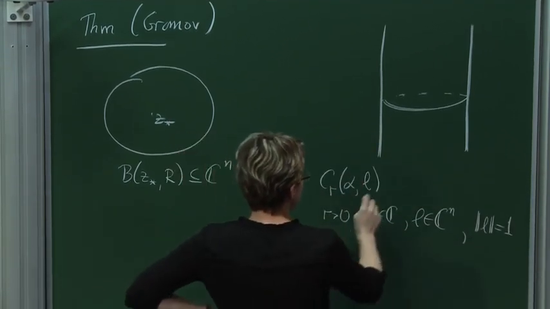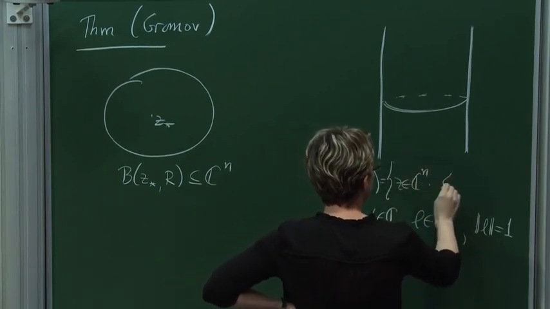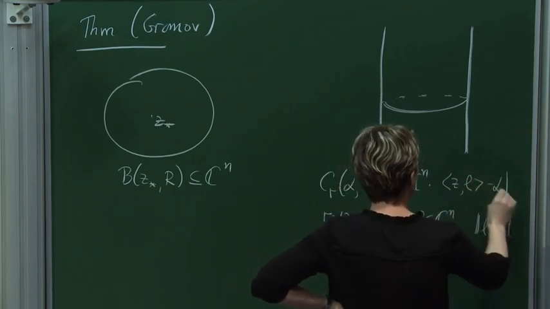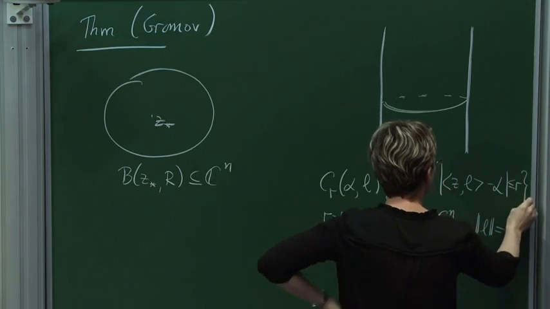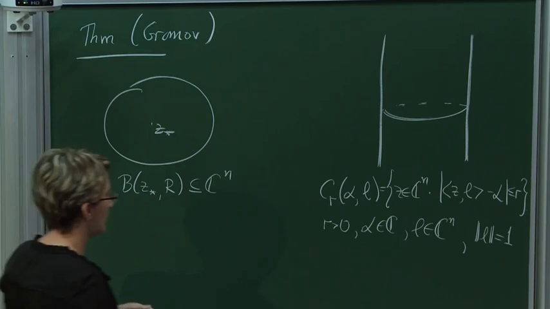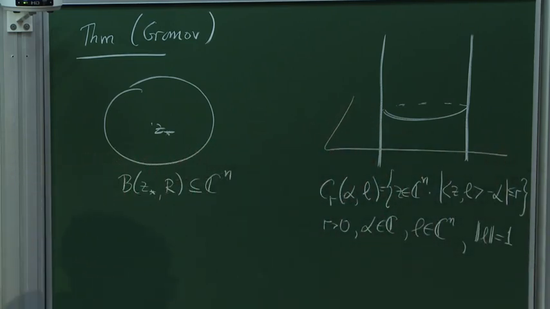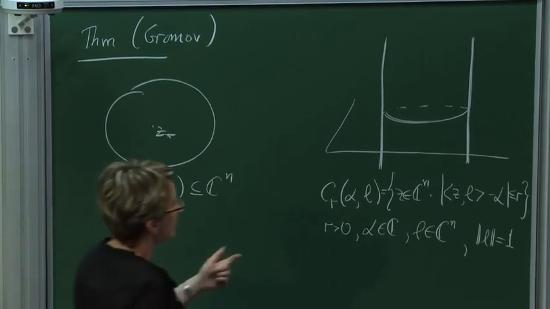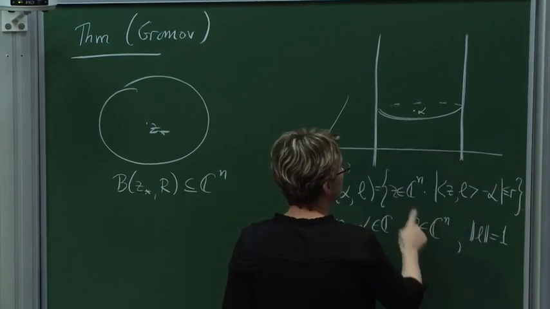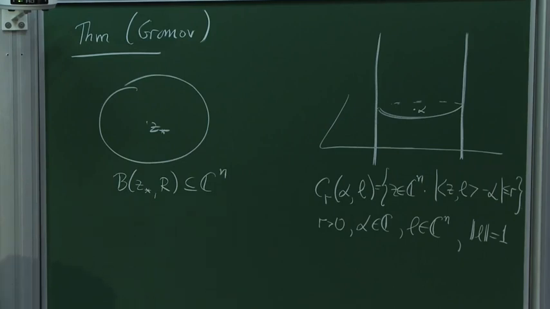So what is this cylinder? Well, it's the points z in Cn with the property that if I take the inner product of z with L, minus alpha, this is smaller or equal to R. Okay, so what does that mean? Well, L determines a subspace of one complex dimension, or if you want, two real dimensions. So what do I do over here? I take z, I project it on that subspace, and I say, well, it needs to live within R of this center over here. Okay?